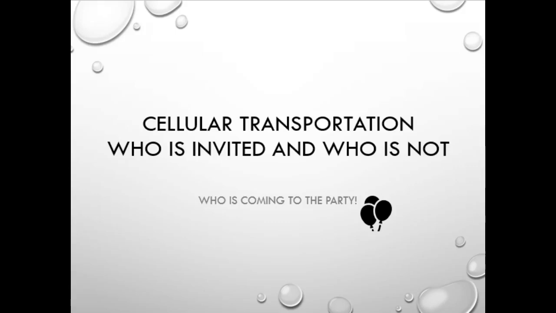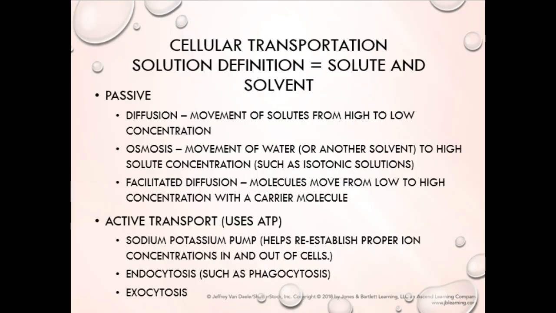Continuing on, we are continuing with Chapter 1, Part 2. We've gone over the basic structure of the cell and the general definitions of pathophysiology. Now let's see who is invited to the party, okay? And what I mean by that is who is coming in and out of the cell, because it is very important what comes in and out of the cell. We need to talk about how things get in and out of the cell.